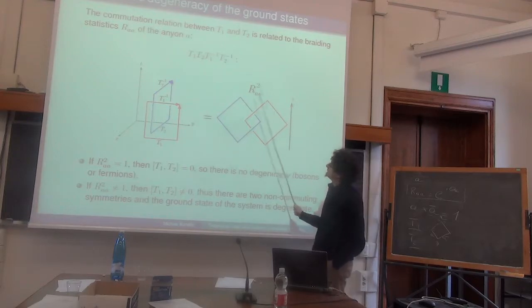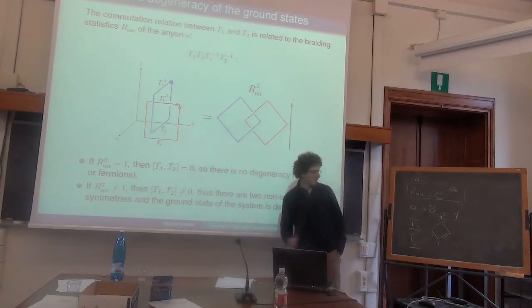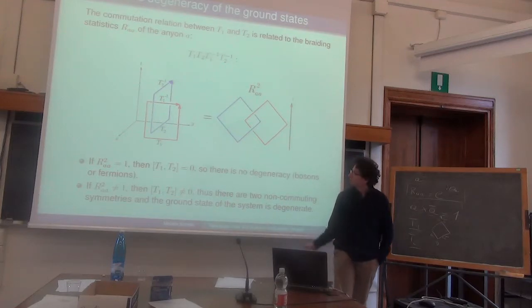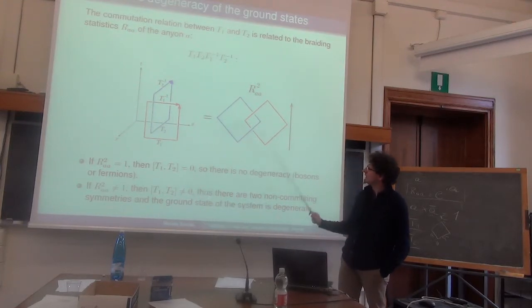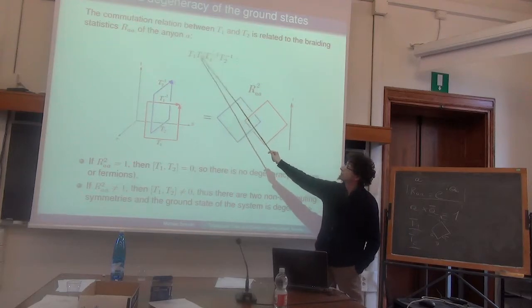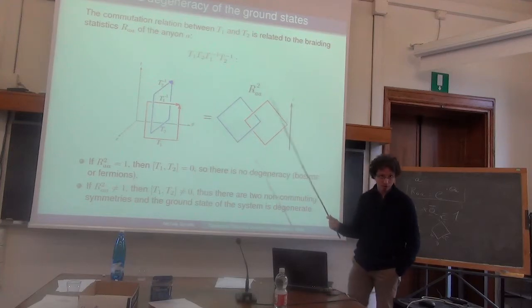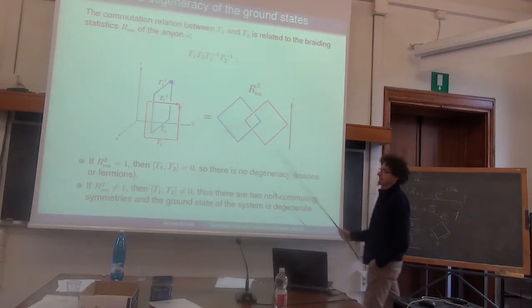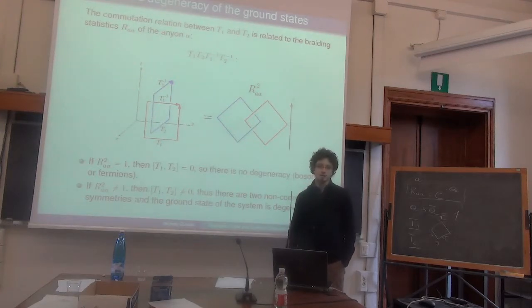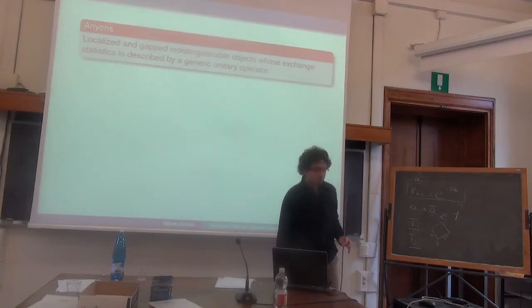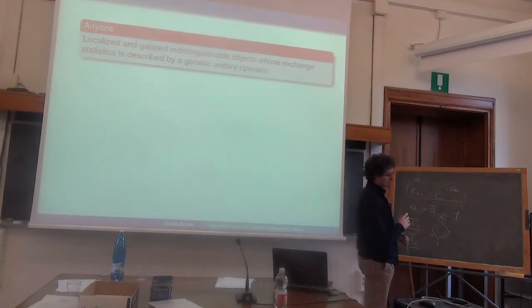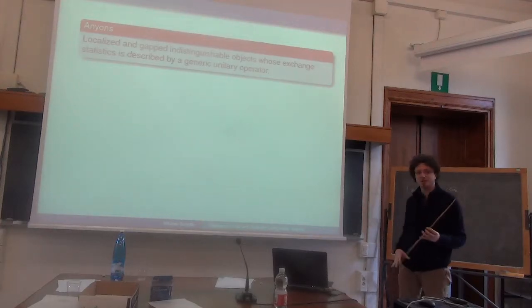Otherwise, if this phase is non-trivial because A is neither a boson nor a fermion, then what happens is that this commutator is not trivial, and I obtain two symmetries of the system which do not commute, and they give me some degeneracy. This is, for example, what happens for some fractional quantum Hall states like the Laughlin states or something more exotic. So, more in general, I would like to define what are anyonic models.